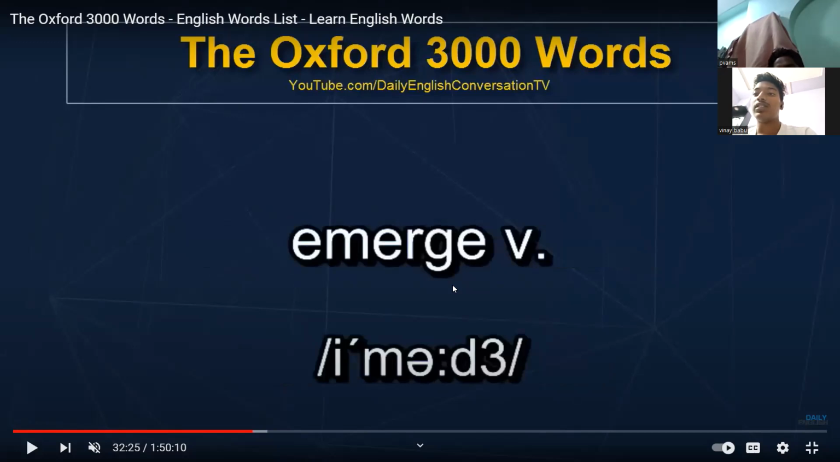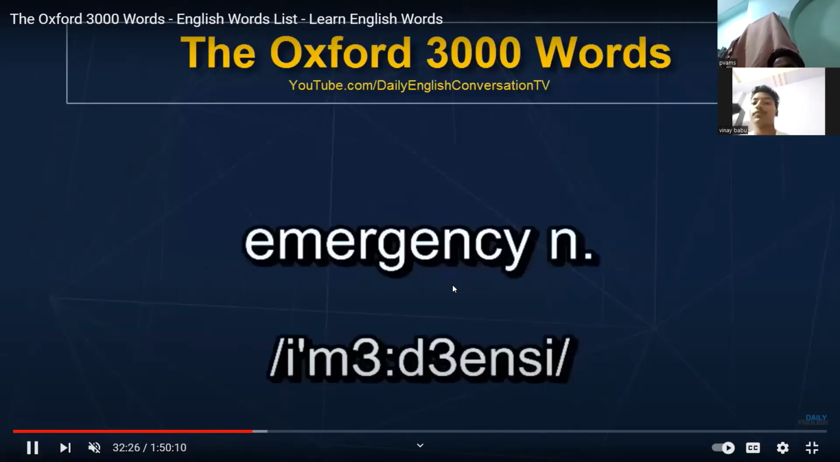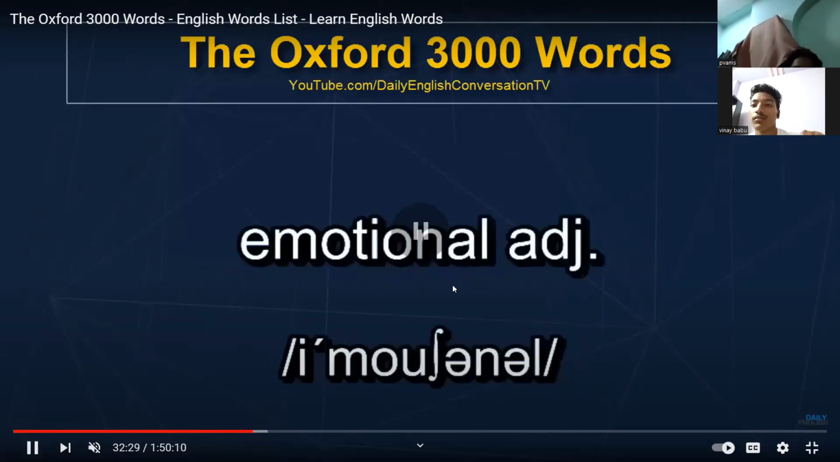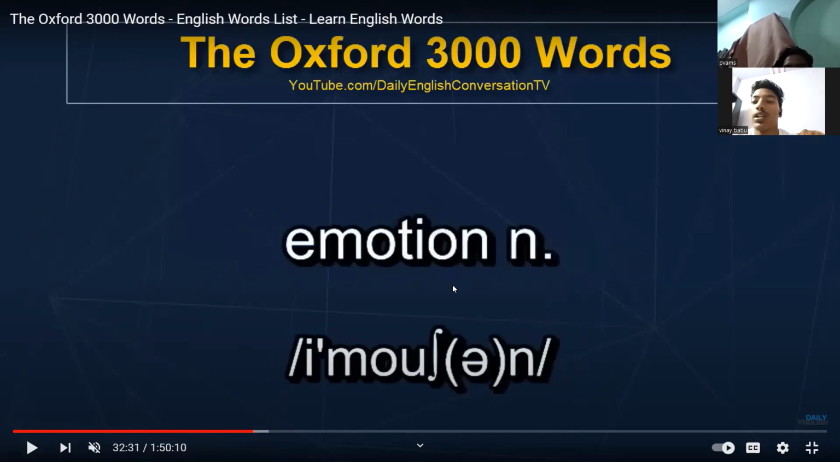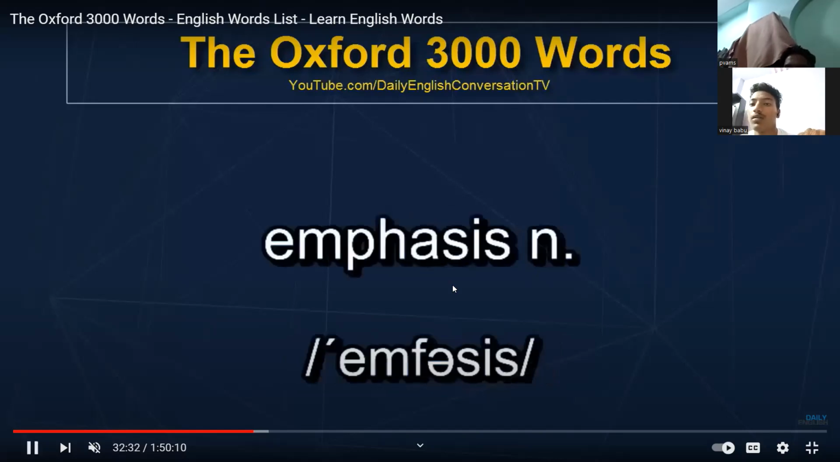Emerge, not emergy. Emerge. Verb. Emergency. A noun. Very good. Emotional. Adjective. So emotion is a noun, emotional is an adjective. Emotion is a noun. Emphasis. Noun.